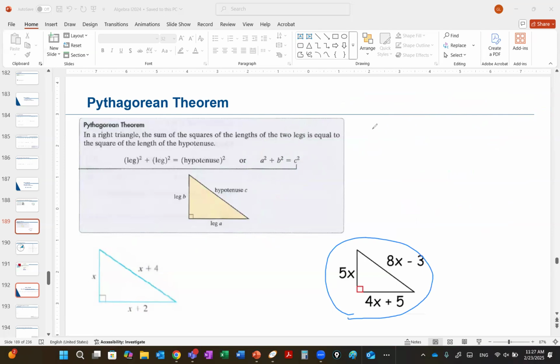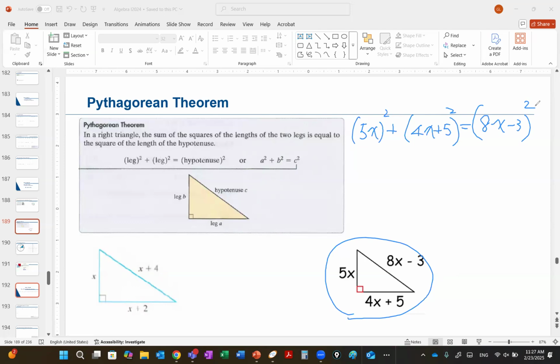So first leg, 5x squared. Second leg, 4x plus 5 squared. And the hypotenuse, 8x minus 3 squared. Can anyone build this step? Who doesn't know how to build this first step? Looks like everyone can. All right, that's great. Let's move on.